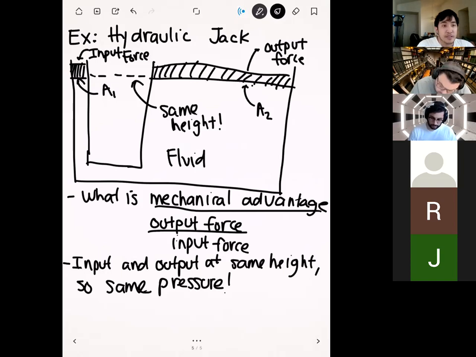This is true because there's a fluid connecting them. It's a kind of complicated container, but we have just one container of fluid, and we have two locations here at the same height, so they have to be at the same pressure. We're going to use the fact that they have to be at the same pressure to get a ratio of the output force to the input force.